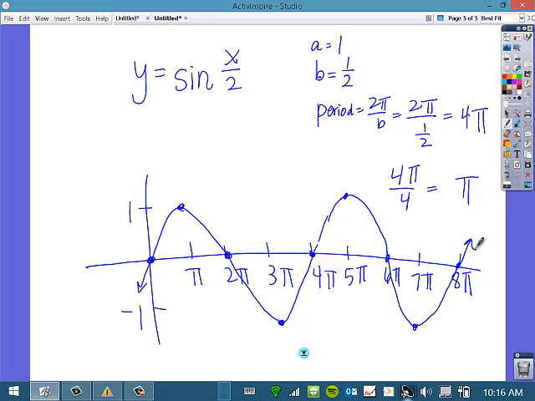This would just keep repeating itself over and over and over. So that's why I put arrows on the end. So we took our b, did 2 pi divided by b, that gave us our period, which is 4 pi, and then you have to split your period into 4 equal parts, so you just divide your period by 4. That was pretty easy still. Let's do a hard one.